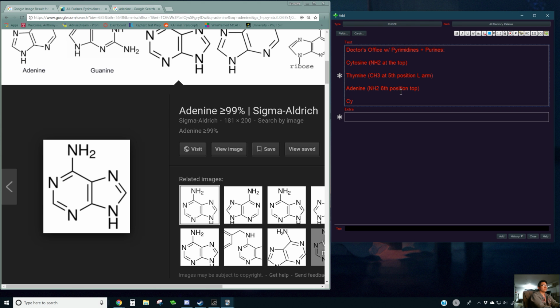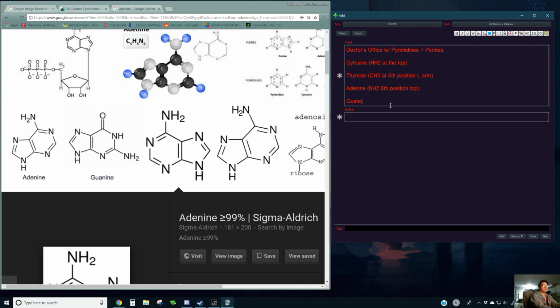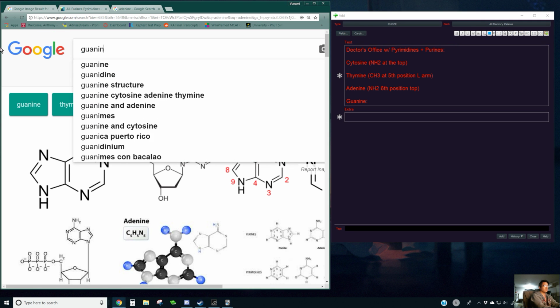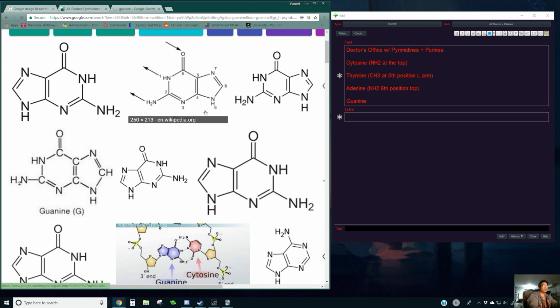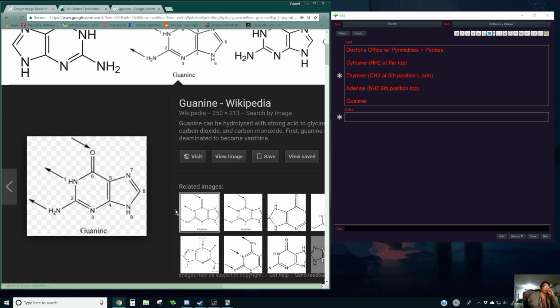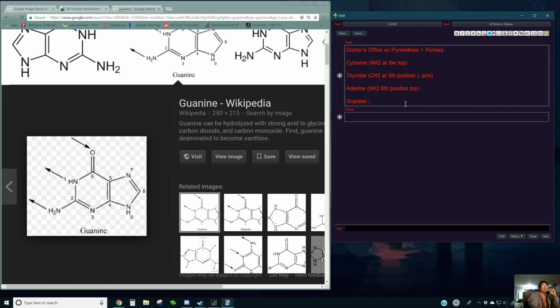The next part is cytosine. I'm sorry, it's not cytosine. Guanosine. See, now I'm getting a little mixed up because some of these atoms are kind of reversed, so I have to keep note of the numbers.